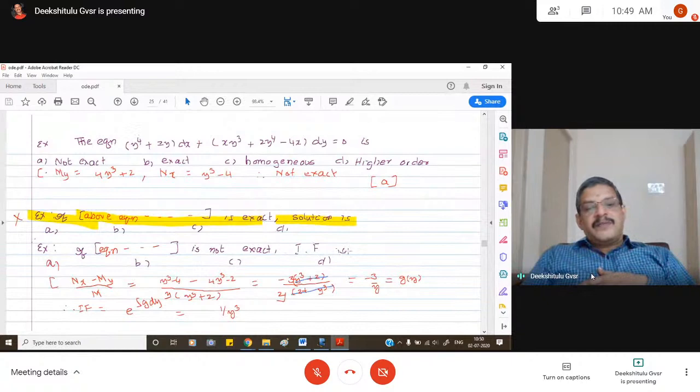Okay. So the same question now: the equation, whatever it is here, is not exact, and what is the integrating factor? For that, what you have to do? (N_x - M_y)/M. So N_x is y^3 - 4, minus (4y^3 + 2), by y into (y^3 + 2). This is -3 by y. That is, if you call it g(y), the integrating factor is e to the power integral g(y) dy, so 1 by y^3. So the integrating factor, whatever option is there out of A, B, C, D, the answer is 1 by y^3. You can answer the question.